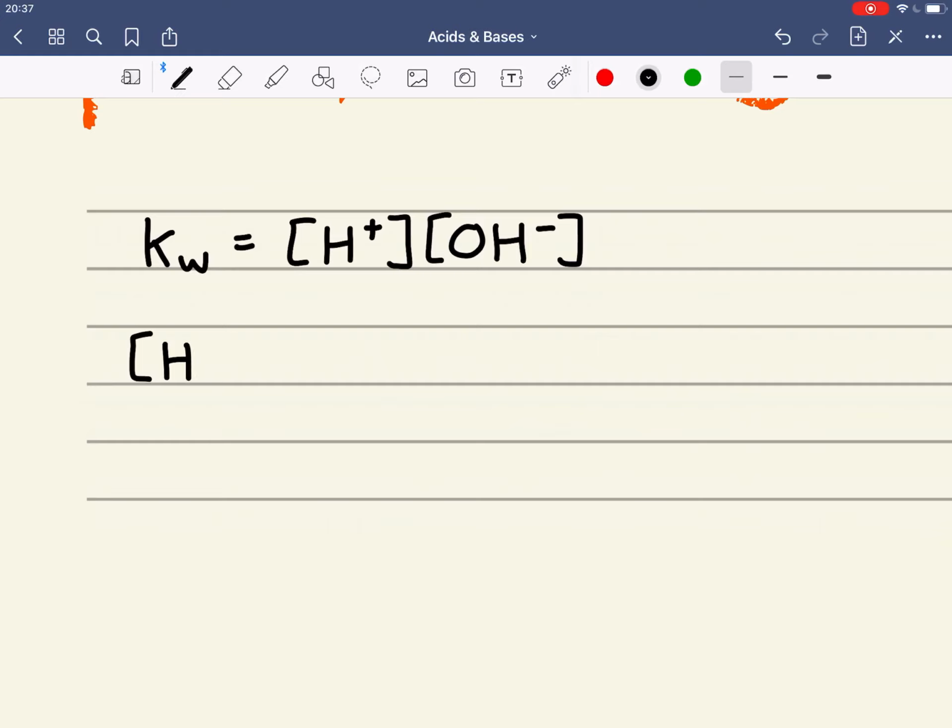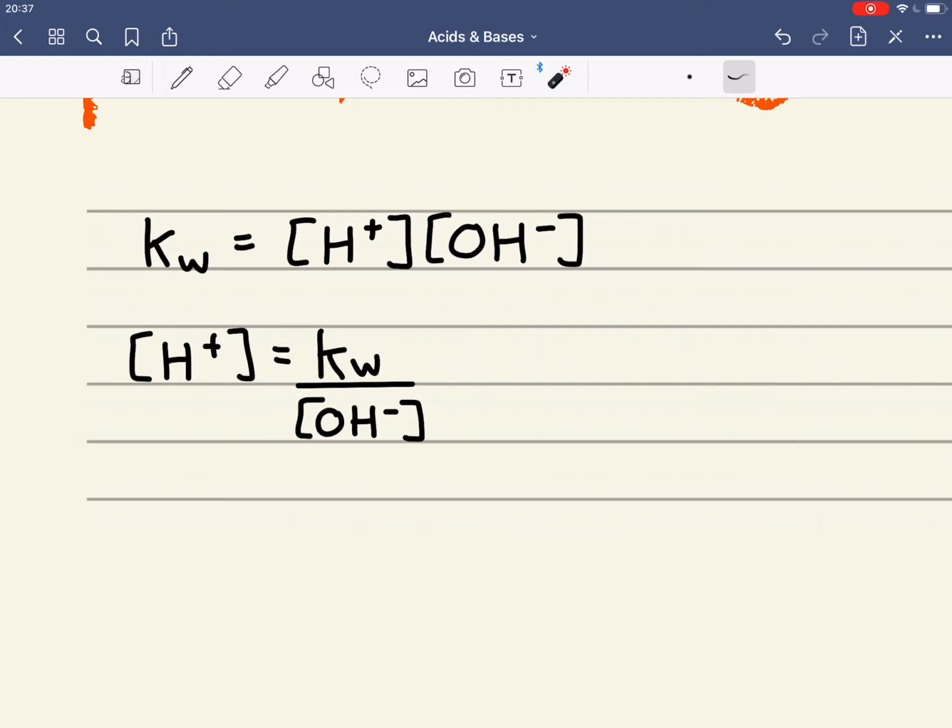And the hydrogen ion concentration then is equal to the Kw divided by my hydroxide ion concentration. And obviously once I've got my hydrogen ion concentration, I can do minus log to the base 10, and that will give me my pH.